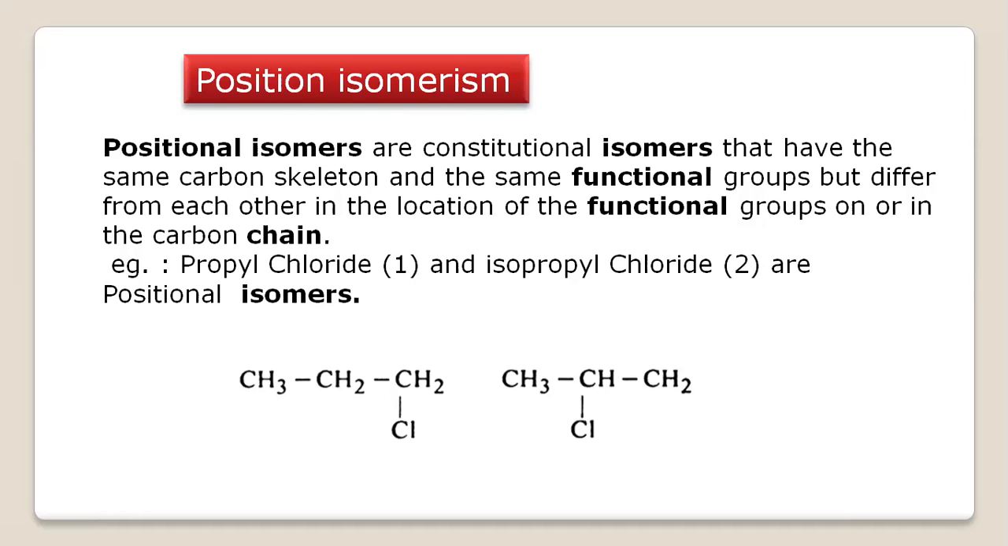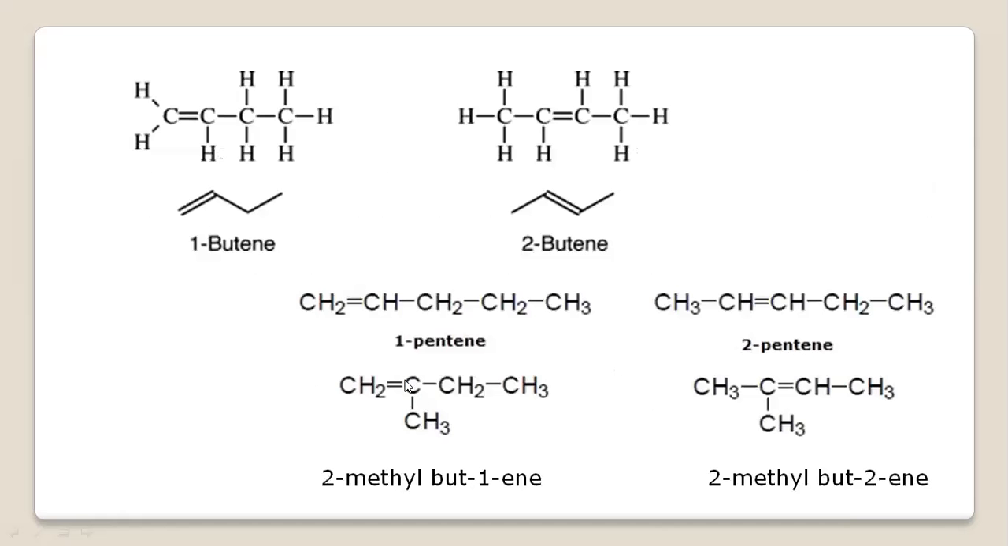See the first structure, propyl chloride, both having the same molecular formula. They both contain 3 carbons, 7 hydrogens and 1 Cl. But what differs is the position of Cl. Here, the Cl is present on the first carbon atom, and therefore it is propyl chloride, and here Cl is present on the second carbon atom, therefore isopropyl chloride. They differ in their structure due to the position of Cl. This is on the first carbon atom, this is on the second carbon atom, and therefore these two are positional isomers of each other.